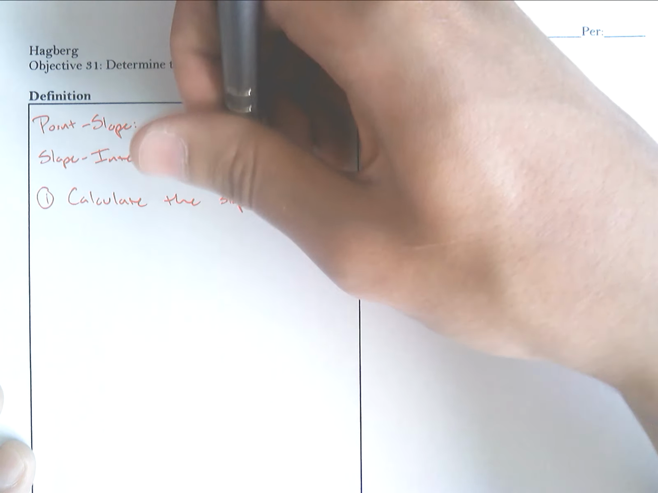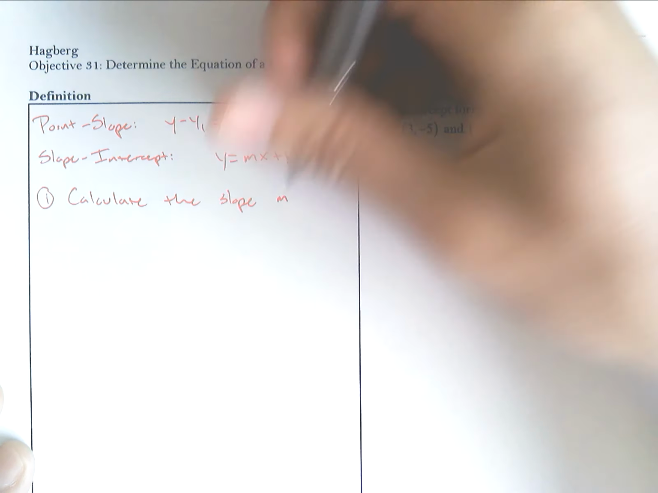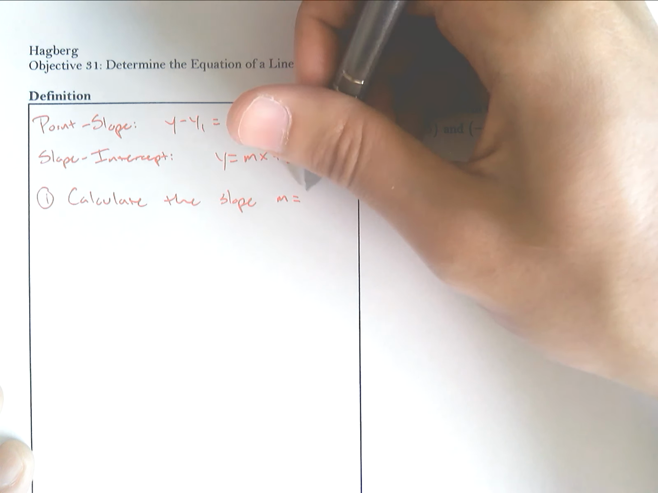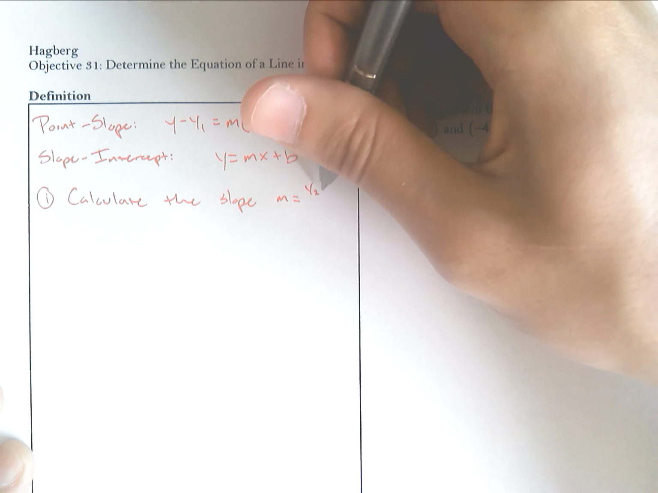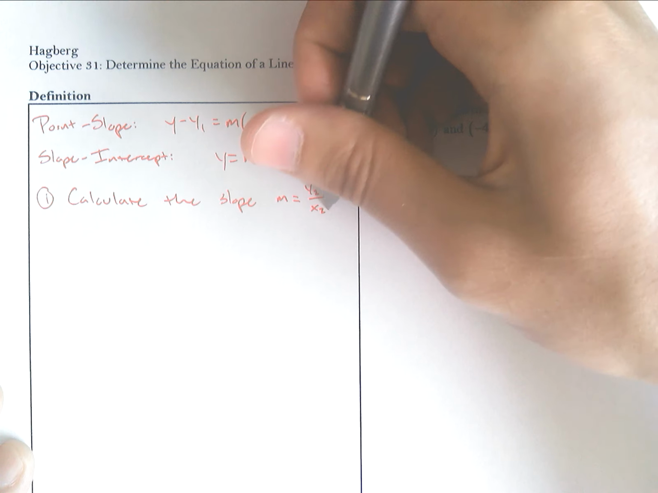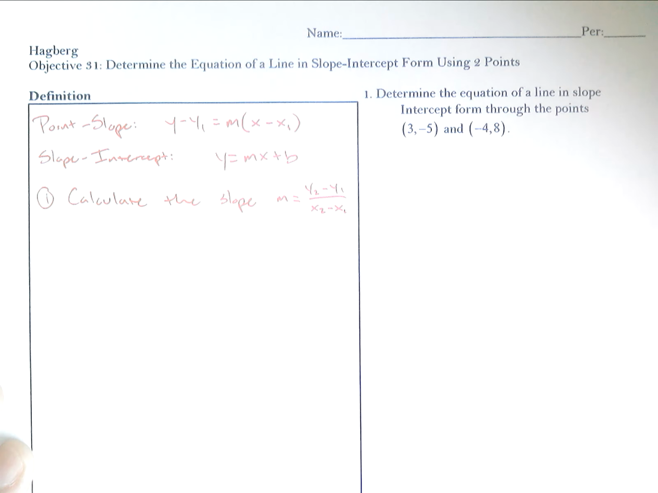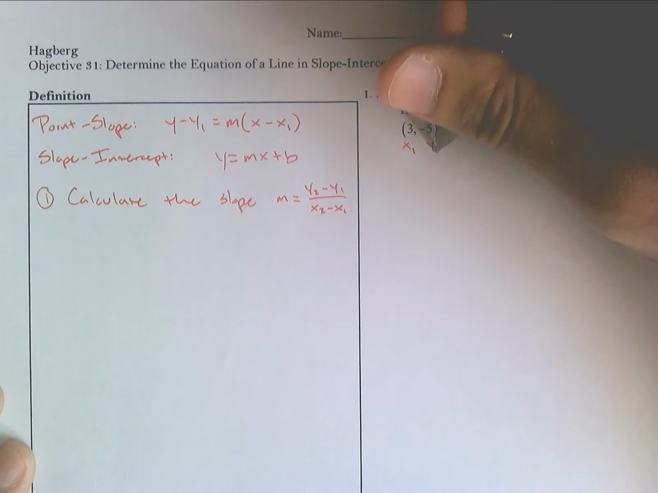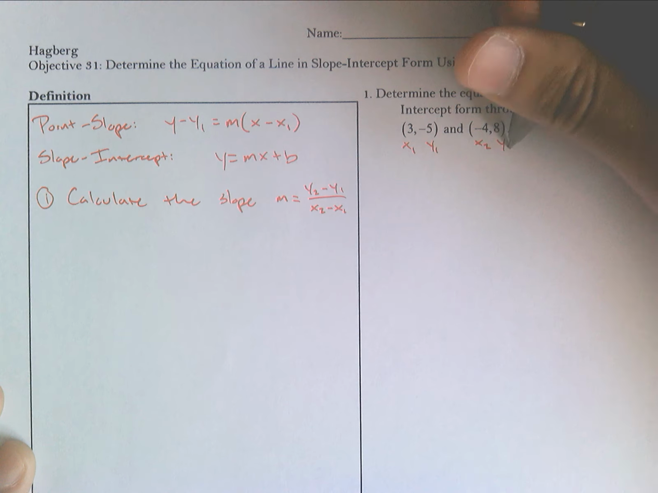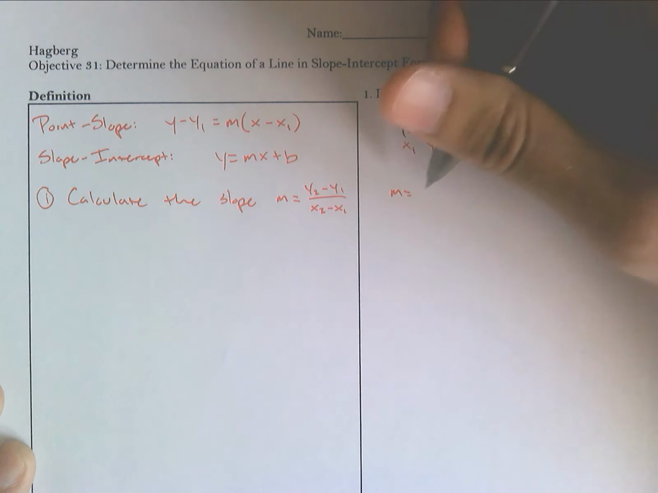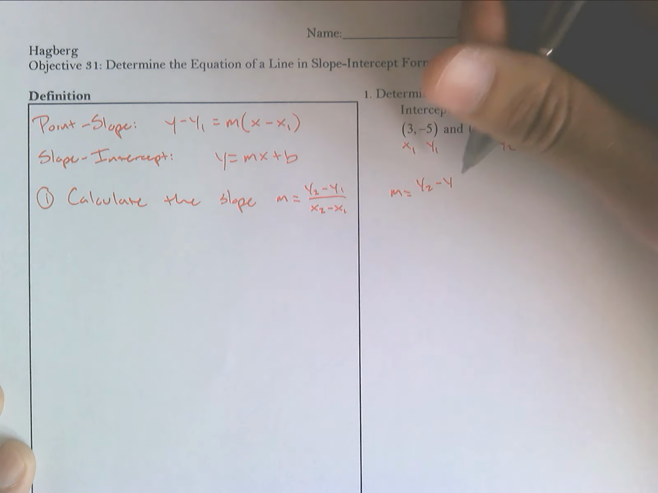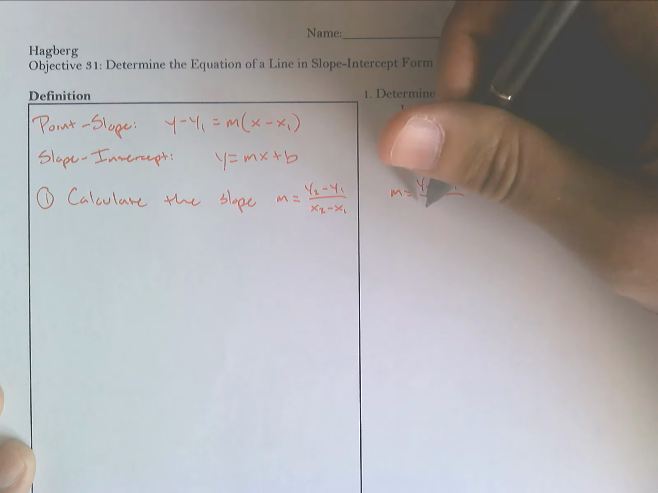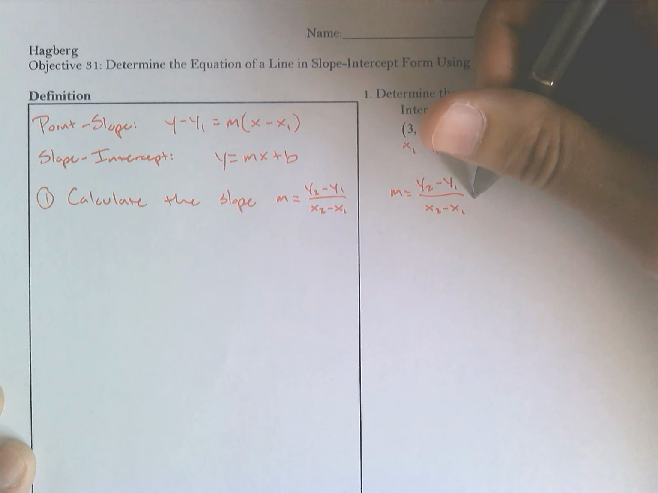And that's always going to be true. We're always going to have to find the slope. And just as a reminder, the formula for that is m equals y2 minus y1 over x2 minus x1. So using these 2 points, let's find the slope. First, we have to label our points, so x1, y1, x2, y2, and we're going to plug it into our formula here. M equals y2 minus y1 over x2 minus x1.